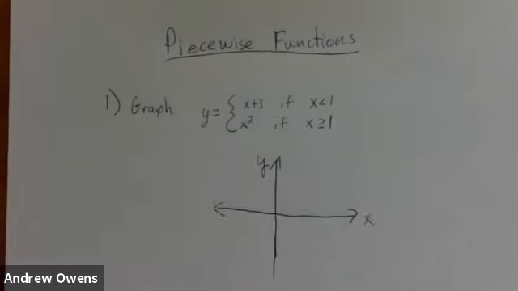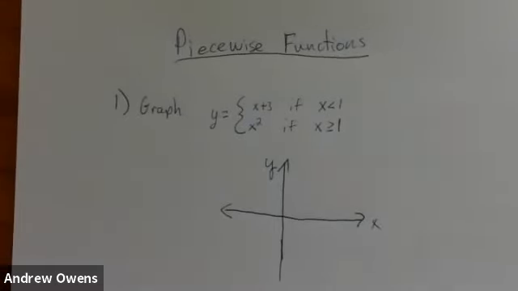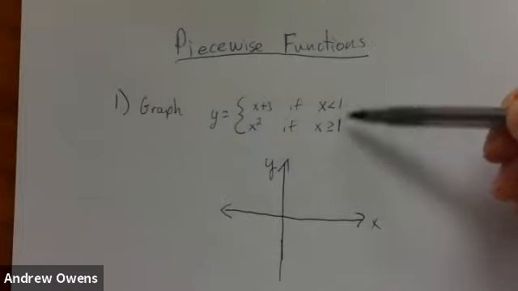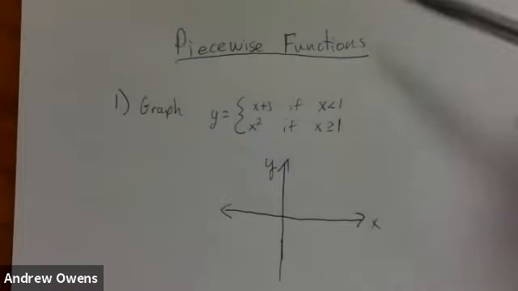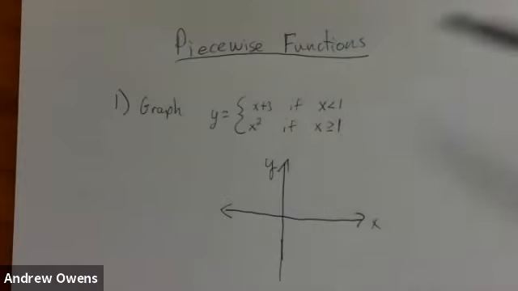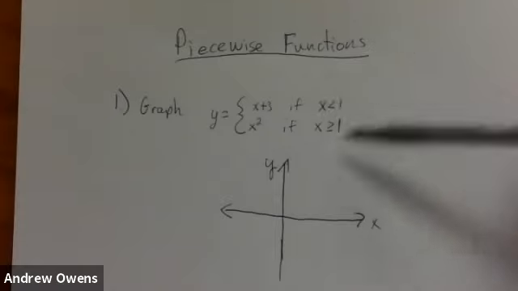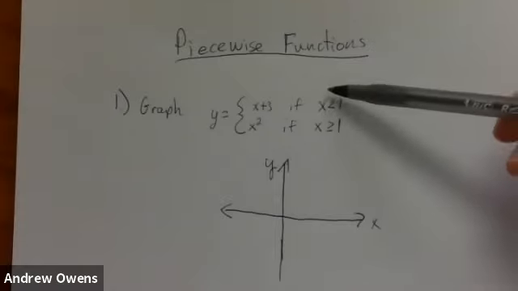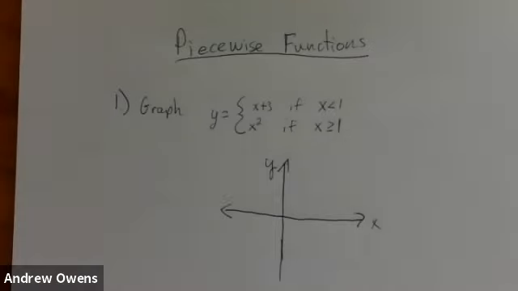And what we want to do is recognize what our domain is. First, our domain for the entire function is everything, right? Because we look over here at the right side, we have x is less than 1, and then we have x is equal or greater than 1. So every value of x is within one of these two sets.